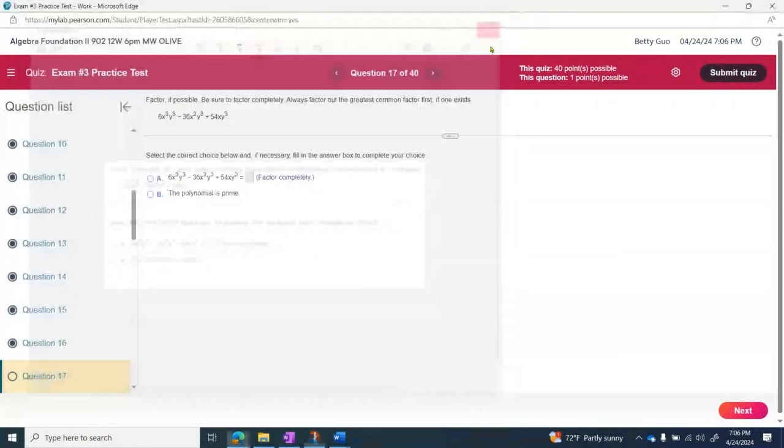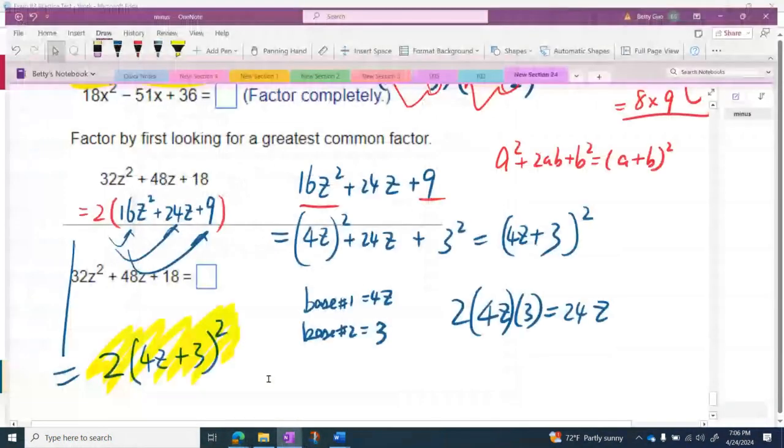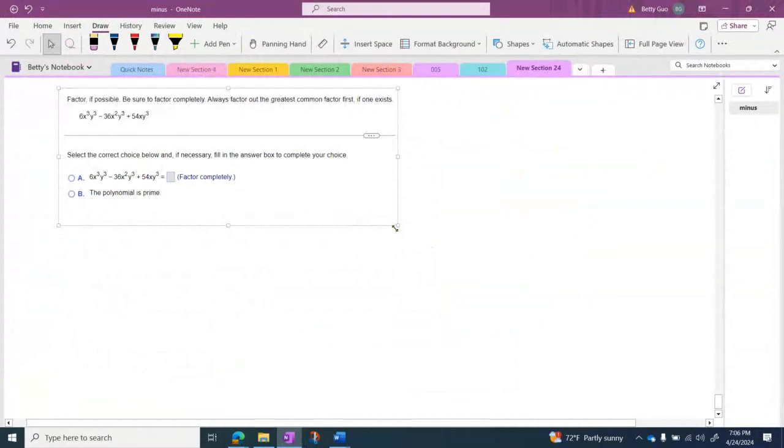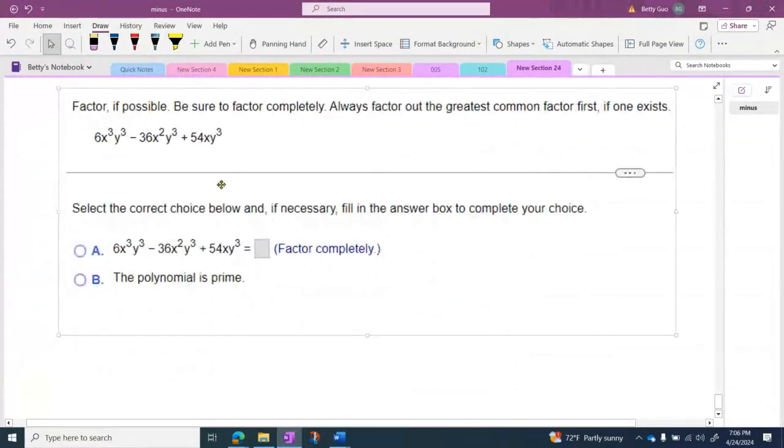This is a multiple choice question. Factor if possible. Be sure to factor completely. Always factor out the GCF first, if one exists. That's a good reminder. Because this trinomial looks very busy, right? That is a sign it probably has a GCF different from 1.